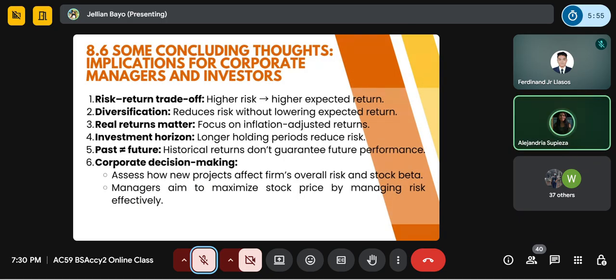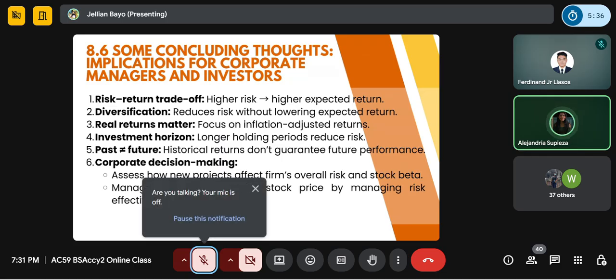Next, please. So, why is it important to know the risk and rate of return? First is the risk-return trade-off. As we all know, higher risk means higher expected return, so it is important to let the investor know about it. Second is diversification, which was discussed earlier.